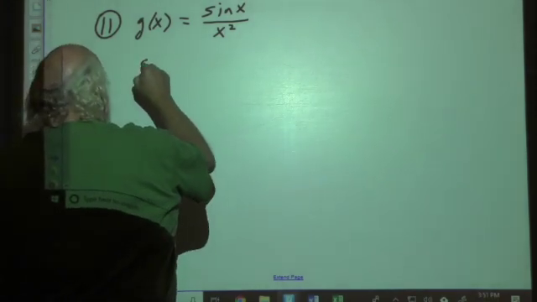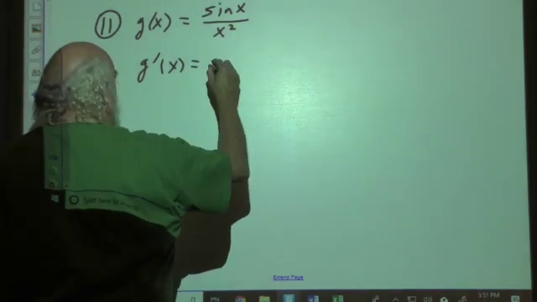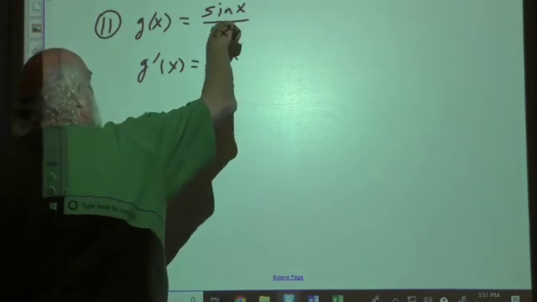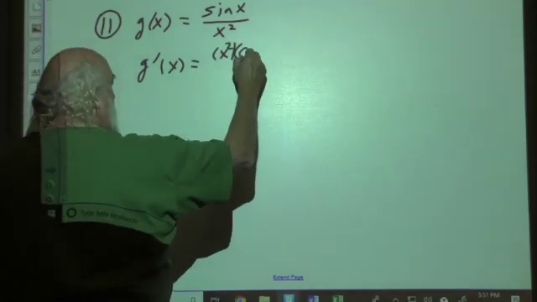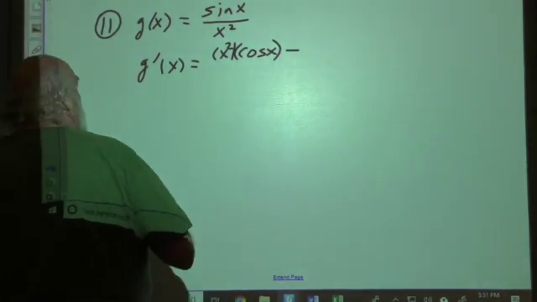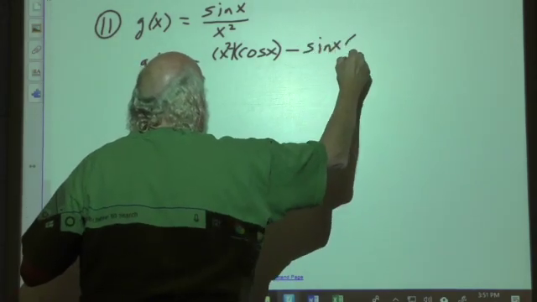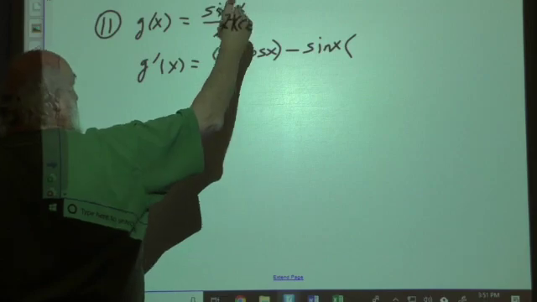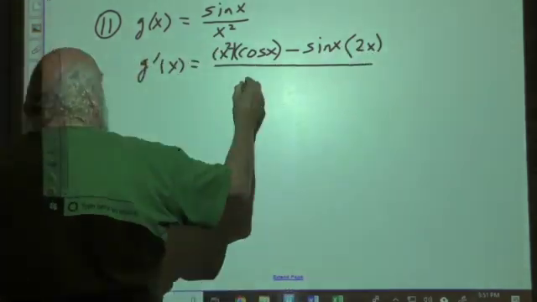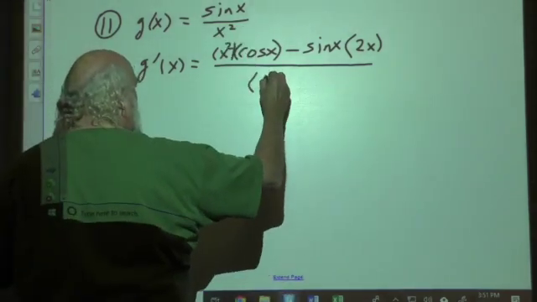So we find g prime of x. We take the x squared and put that on top, multiply by the derivative of sine of x, which is cosine x, minus, because it's division, we now put the sine of x in front, times the derivative of x squared, which is 2x, over, and then you have to be careful on this one, the x squared has to be squared.